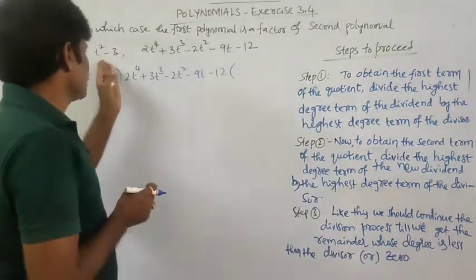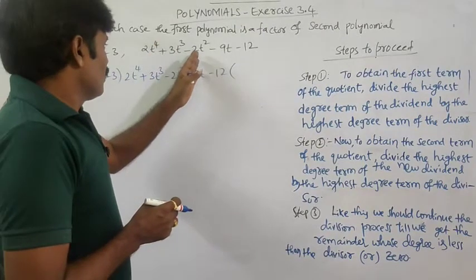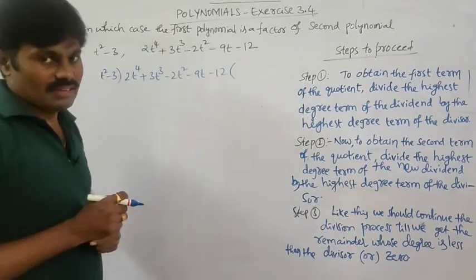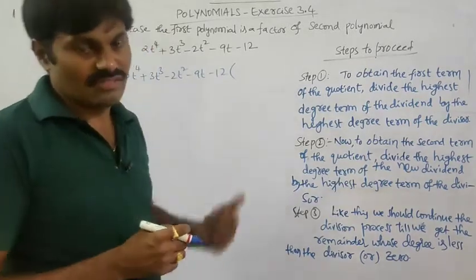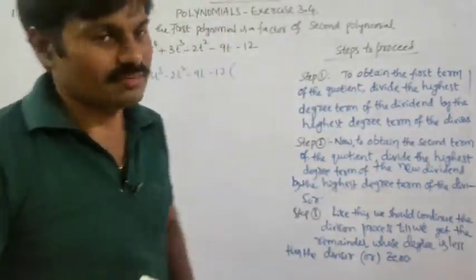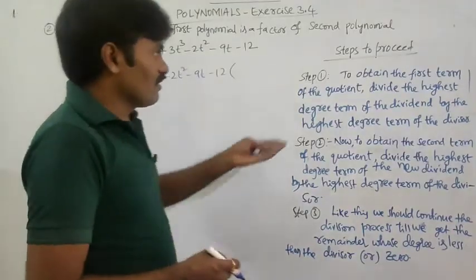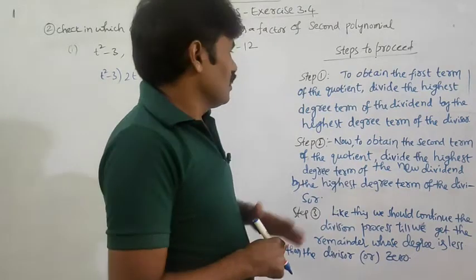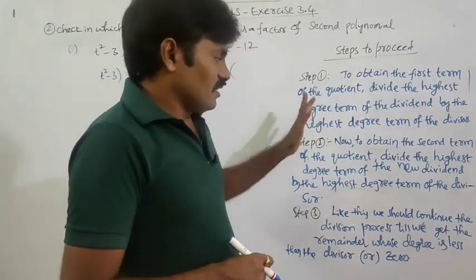Similarly, if we divide the second polynomial by the first polynomial and we get remainder 0, then it is a factor, or else it is not a factor. Okay, now see the procedure. How to do the division process, we already discussed. Of course, we are discussing here some more steps.